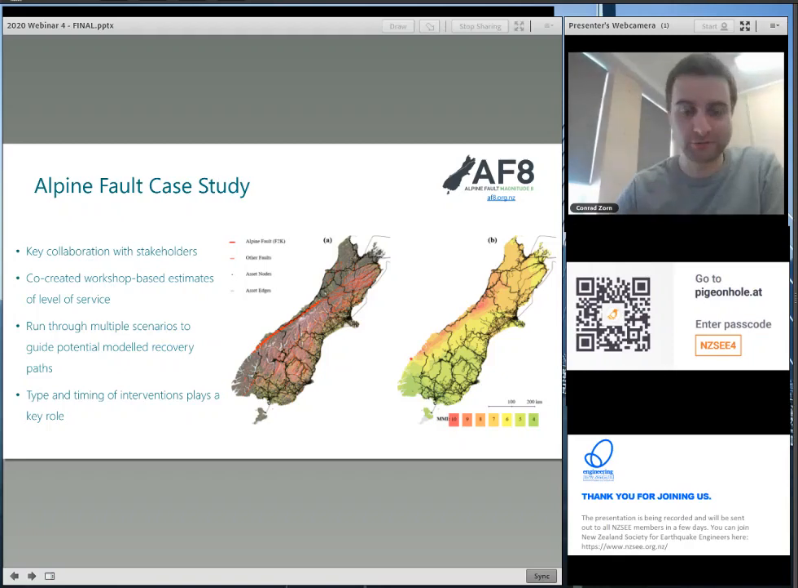So the pictures here just showing on the left, these are all our infrastructure networks across, you know, water, rail, telecommunications, and so on and so forth. The red lines being the fault lines across the country. And a shaking map on the right.